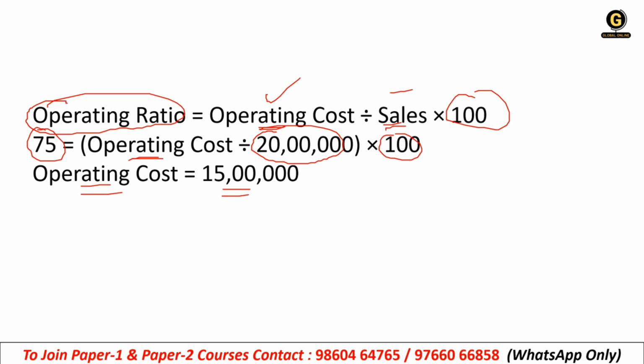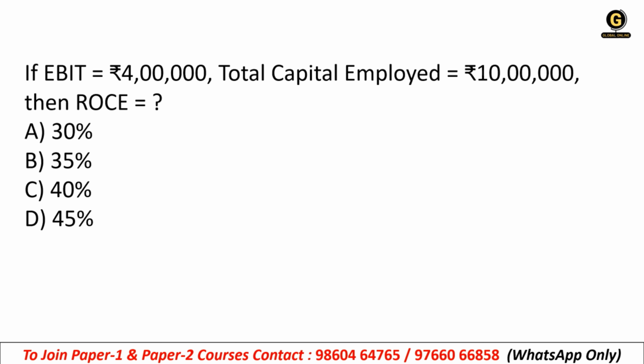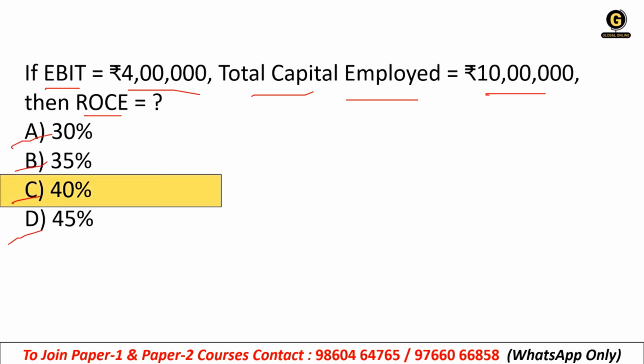Okay. Next question is, if earning before interest and tax is rupees 4 lakh, total capital employed is equal to 10 lakh, then what is ROC? That means return on capital employed. Okay, 30%, 35%, 40%, or 45%. So the right answer will be 40%.